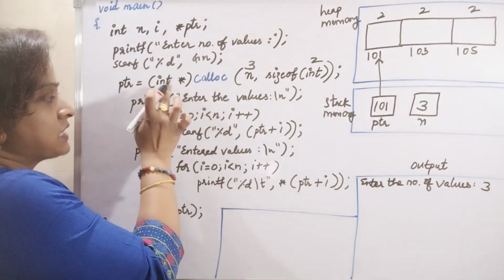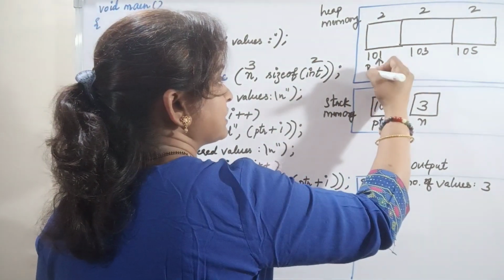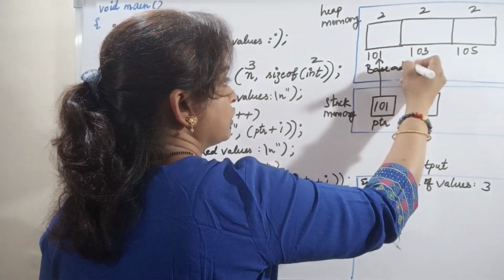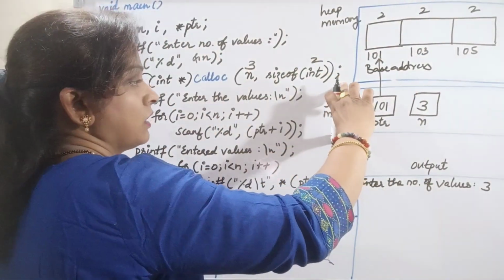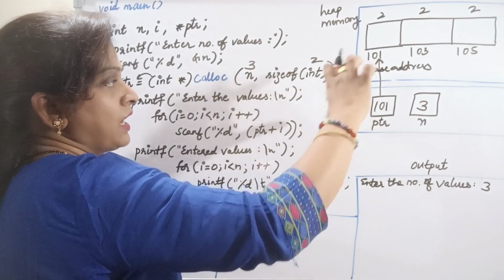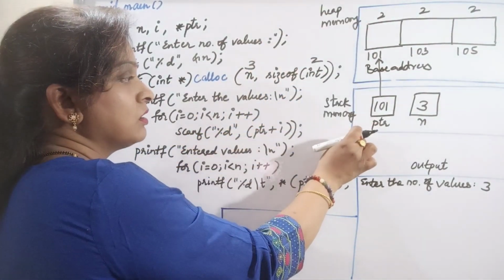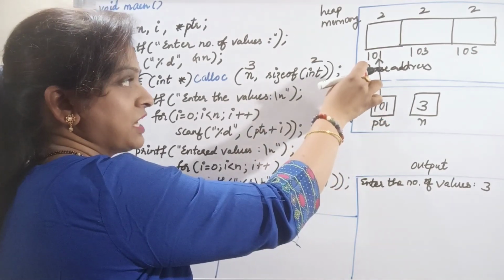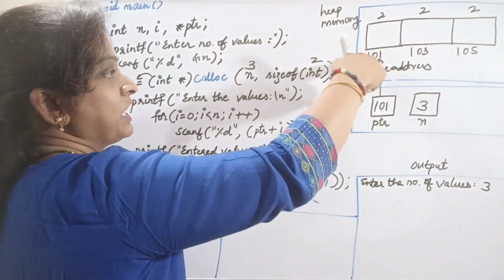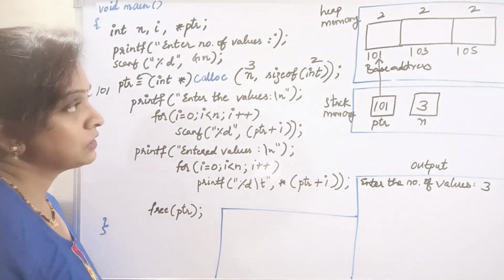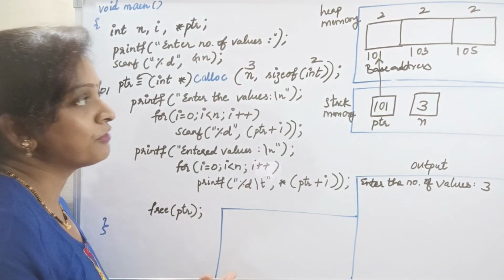And we are going to typecast that to integer, and that is the base address. So 101 is the base address. This address will be held in the pointer. See, the pointer will be in the stack memory and this memory allocation will be in the heap memory. The pointer will be pointing to this base address. So ptr will get the address 101, and it will be pointing to this location 101. All these things I have explained in detail in the previous malloc video also.